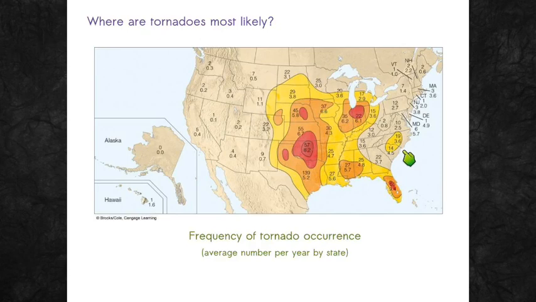Notice that you get quite a few tornadoes here in Florida as well. What's the number on that? 9.4. It's actually the highest of the bunch. But the tornadoes produced in Florida are typically not going to be supercell tornadoes. You don't get very many supercell tornadoes in Florida. Most of those are going to be much weaker tornadoes associated with multicell storms.